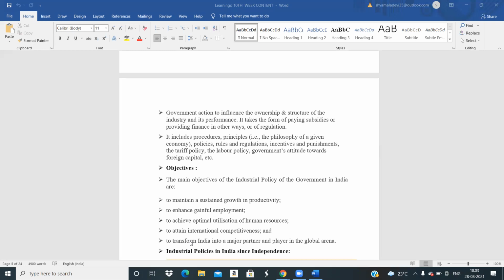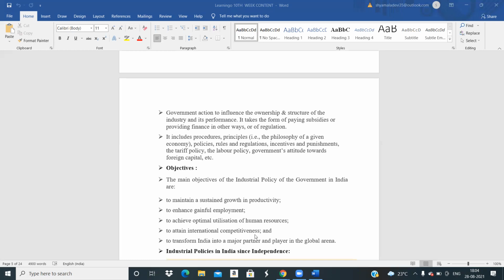Okay. Then, to achieve optimum utilization of human resources: India is the second most populated country, and we have a lot of human resources. So you have to channelize the human resources in a proper manner, then India can achieve anything in the world. But unless and until you create these employment opportunities, it is not possible for us to achieve growth as such.